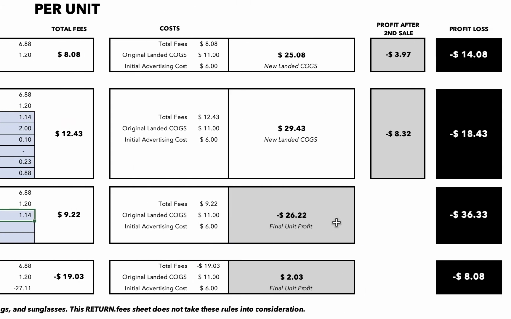That means on the unit that the customer returned and it was thrown out, we lost $26.22. Where does it come from? The $9.22 return fees, our original landed COGS, and the initial advertising costs, our 15% TACOS. So that means that unit, we lost $26.22. In other words, right, the profit lost was $36.33. Now, there is a reason why you may not want to just have Amazon dispose it, and that takes us to the second half of this video.